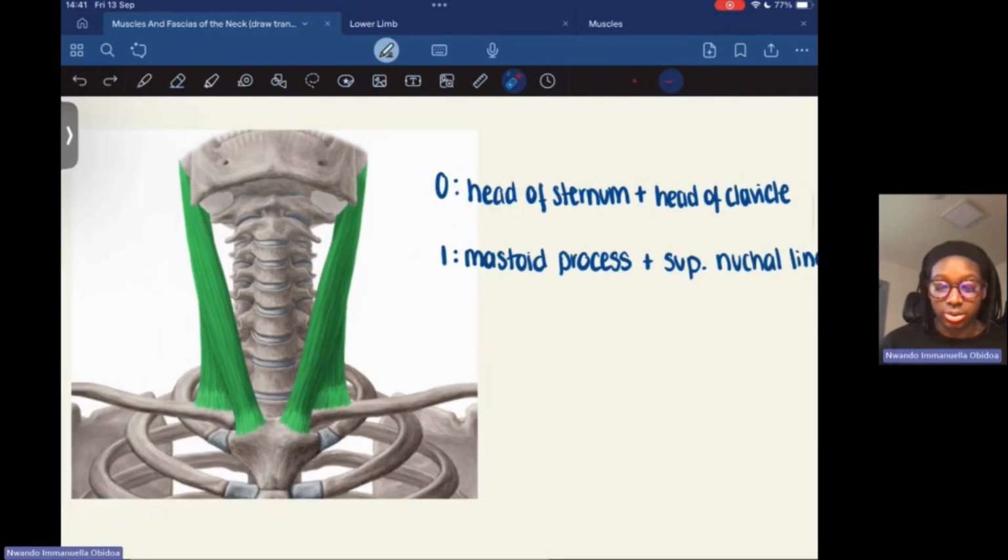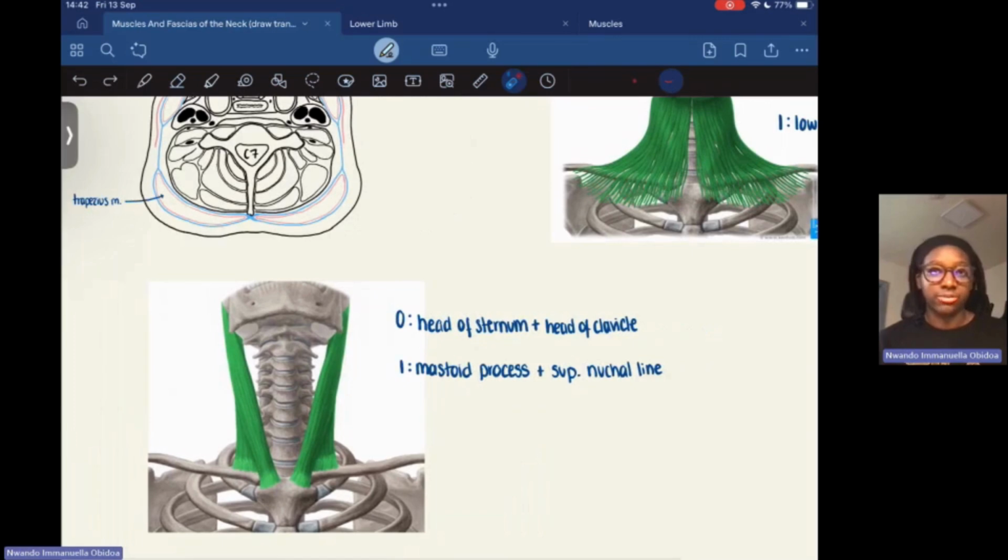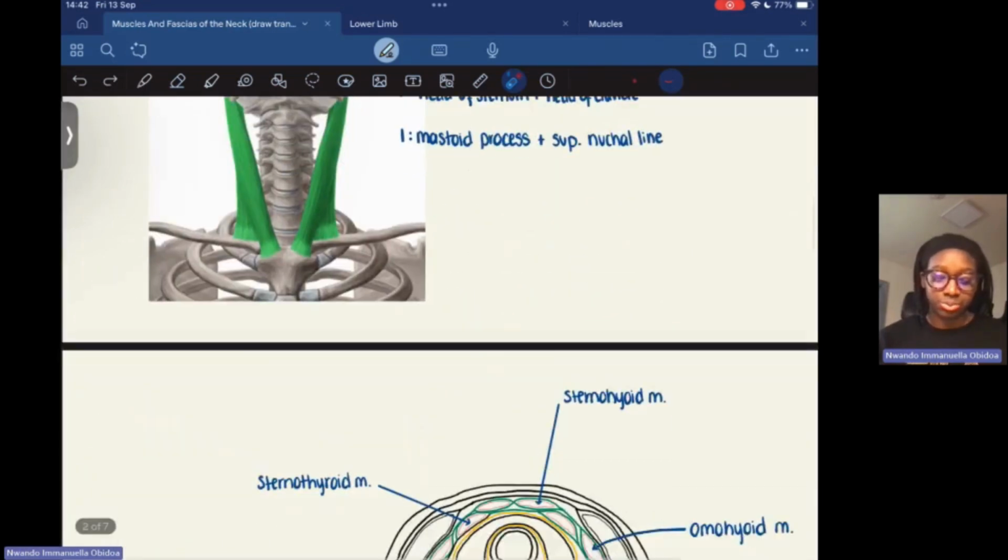Then you have your sternocleidomastoid. As stated in its name, it originates from the sternum and the clavicle and then inserts on your mastoid process, which is part of the temporal bone, and your superior nuchal line, which is found on your occipital bone. This muscle is for ventral flexion, so bending your head forward, lateral flexion, which is to your side, and the rotation of your neck. And this muscle is innervated by the accessory nerve. The accessory nerve also innervates your trapezius muscle.